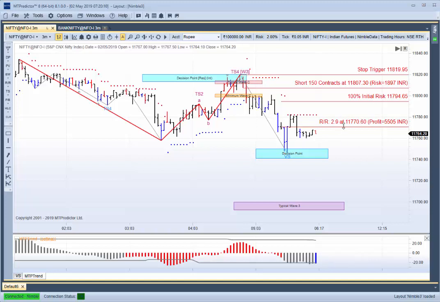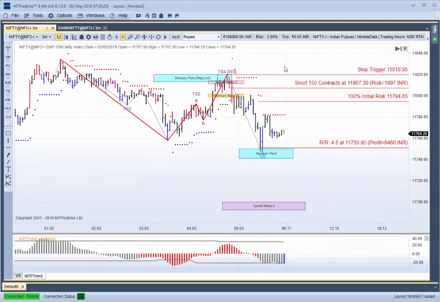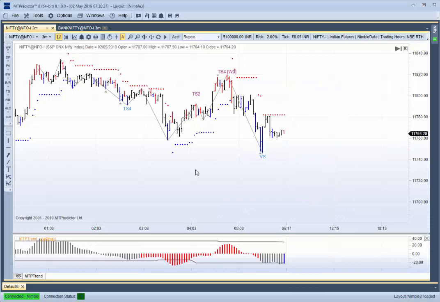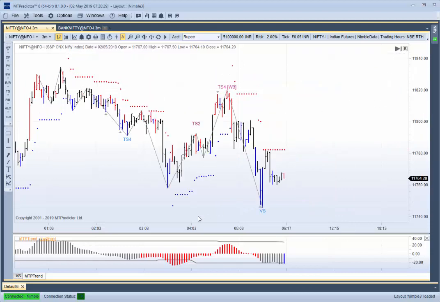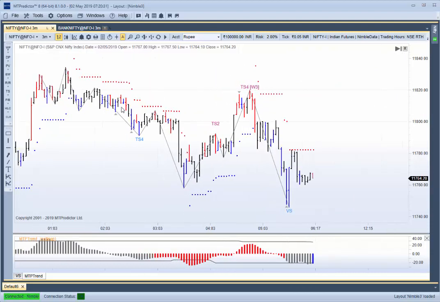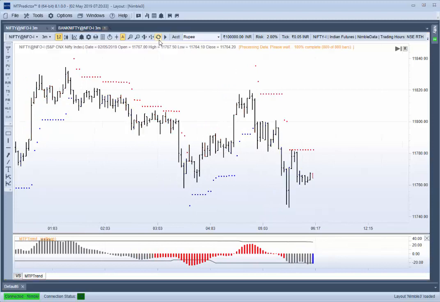But can you see how this profit, even here at plus 3R, 2.9R, is greater than the loss earlier, so would have made you money overall. And perhaps right the way down here at nearly 4.5R, it would have been a lot greater than the minus 1R loss there. But the main reason for doing this video was just to show you how you can combine other techniques in with your MTPredictor analysis.